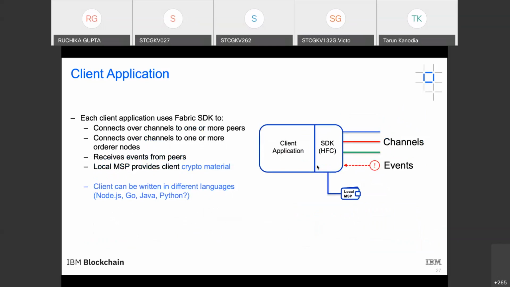Client applications, as I said, can be written in these 4 languages, and you have the SDKs, and a lot of sample code is available in terms of how you write your client application, how you connect to different channels, how you receive events, how to create your MSPs, and how you store the digital identities which you would be using to interact with the blockchain.